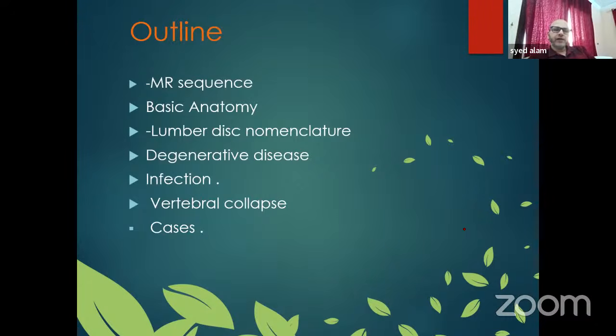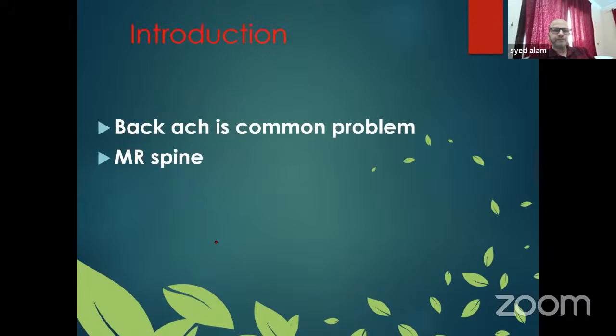Okay, my lecture outline: I will discuss some basic MR sequences which we should have knowledge of, then MR anatomy, which is important. Then the most important thing, the disc nomenclature, how to count the discs and how to report them. Then we'll talk mainly about degenerative disease, a few cases about infection, and the differential diagnosis of vertebral collapse, how to deal with that, and some important cases.